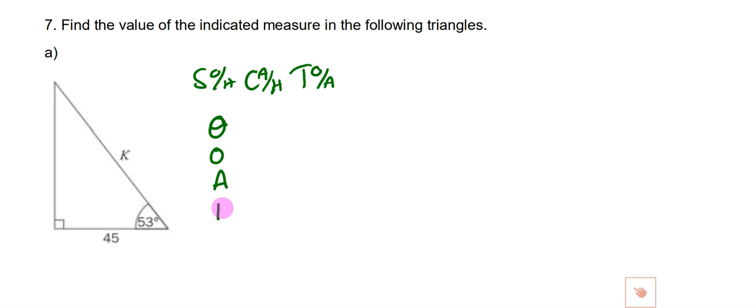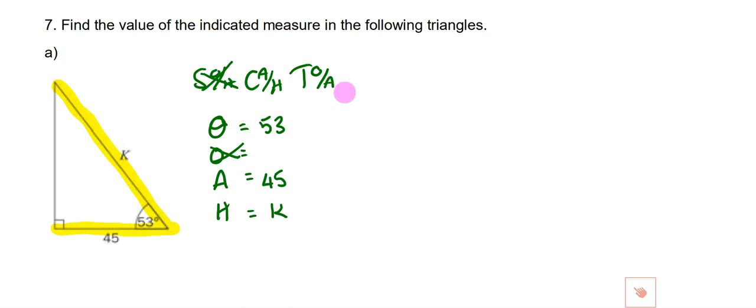Theta, opposite, adjacent, hypotenuse. It is super important that you get them the right way round. Theta is 53. 45 is next to the angle, so the adjacent is 45 and K is the hypotenuse. No O needed. So we've got cos of 53 equals adjacent over hypotenuse, 45 over K.